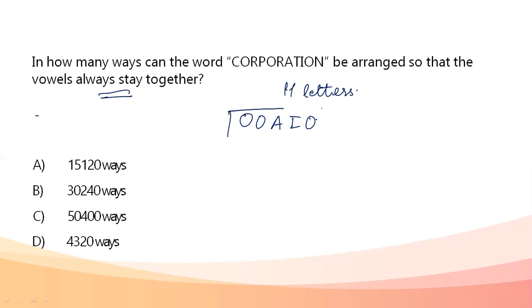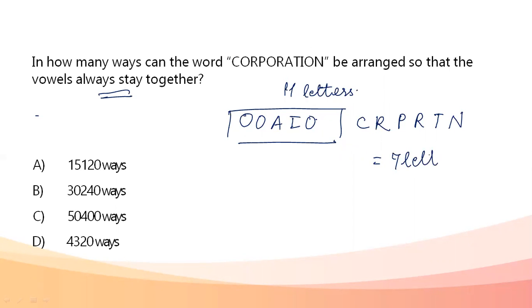All of these 5 vowels are always going to form a packet of 5, and they're always going to come out together. Now, out of 11, 5 letters are gone, which means just 6 letters remain: C, R, P, R, T, and N. These 6 letters and this one packet are going to be arranged. So all in all, I have 7 letters that I now need to arrange. 7 letters in 7 spaces, 1, 2, 3, 4, 5, 6, and 7. This is the arrangement we have to do. I know 7 letters, 7 spaces, it's 7 factorial.